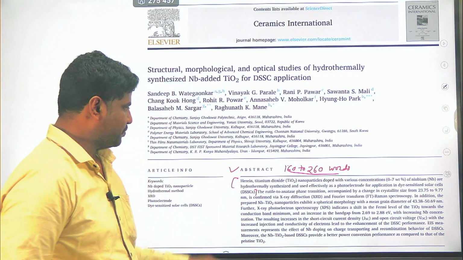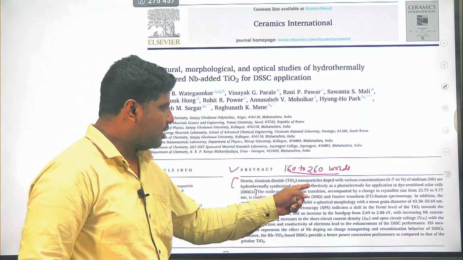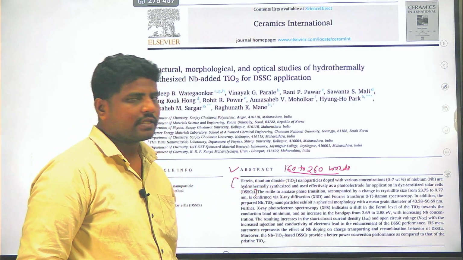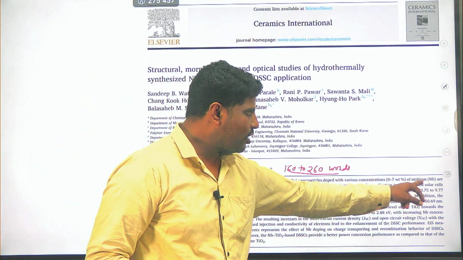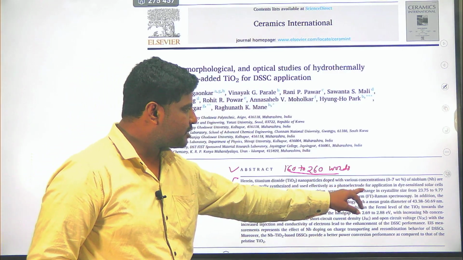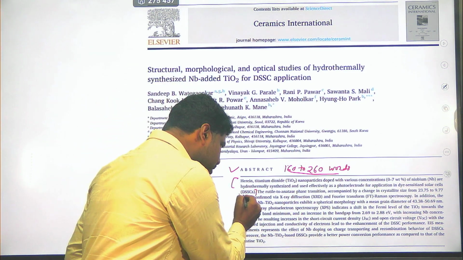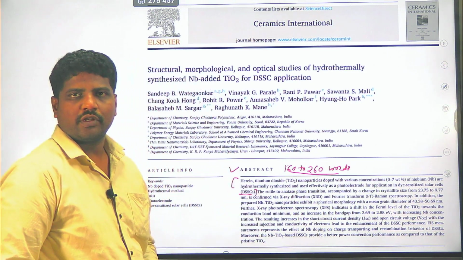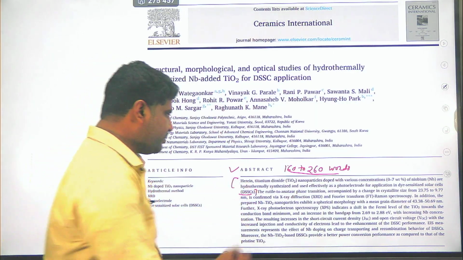If you see here, I have written one single statement, that is, titanium dioxide, and I have also written the abbreviation there. Nanoparticles doped with various concentrations, I have written the concentration inside the bracket, of niobium are hydrothermally synthesized, used effectively as a photoelectrode for application in dye-sensitized solar cell. And here I have used the abbreviation DSSC.